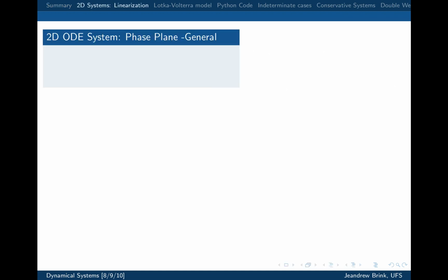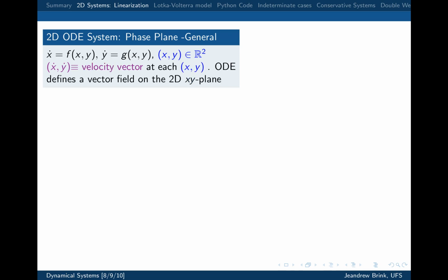Okay, so let's now go on to general two-dimensional systems. And just to remind you of the definitions, because this becomes more important as we go more generally, that's a general two-dimensional system. x dot equals a function f of x, y, and y dot equals a function g of x, y, where both x and y are in the plane, R squared. And you basically view x dot, y dot as the velocity vector, which is what we've been plotting in the phase diagrams at each point, and your ordinary differential equation defines this field, the vector field in the two-dimensional xy plane.